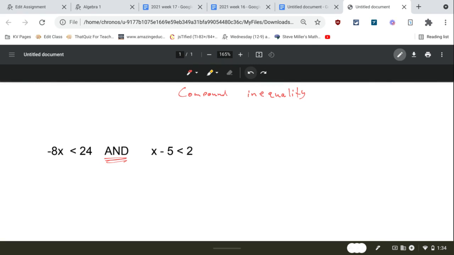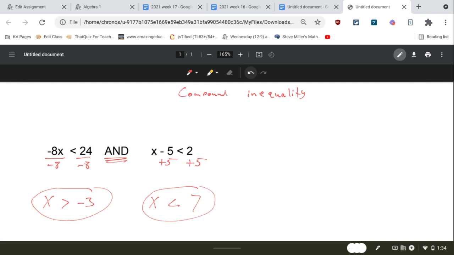So the one on the left-hand side, I'll solve that first. I'm just going to divide by -8. So that's going to give me x is greater than or equal to -3. All right, and I flip that inequality because I divided by a negative. The one on the right, we'll add 5 to both sides. That's going to give me x is less than 7.